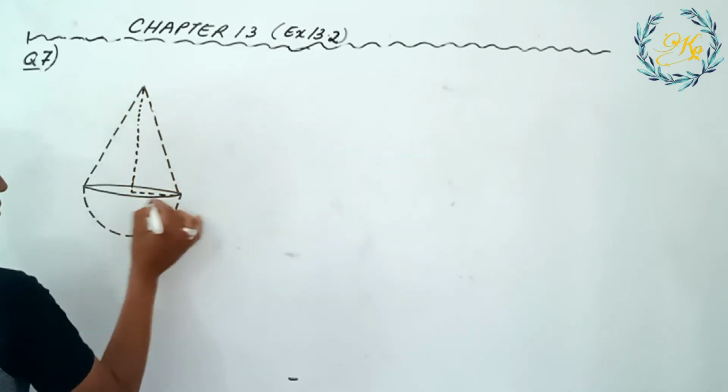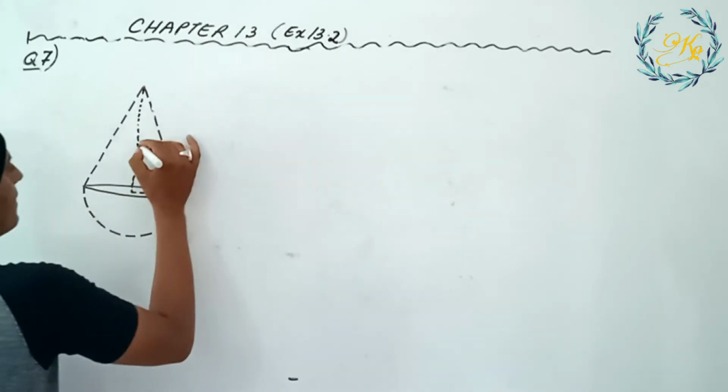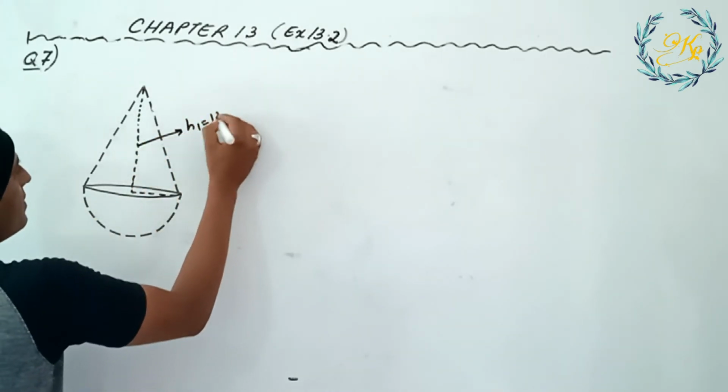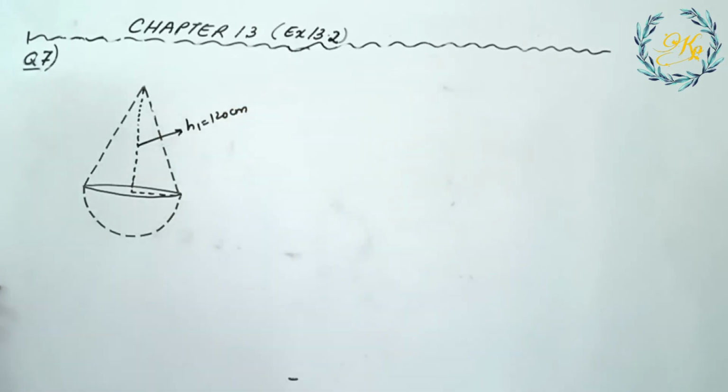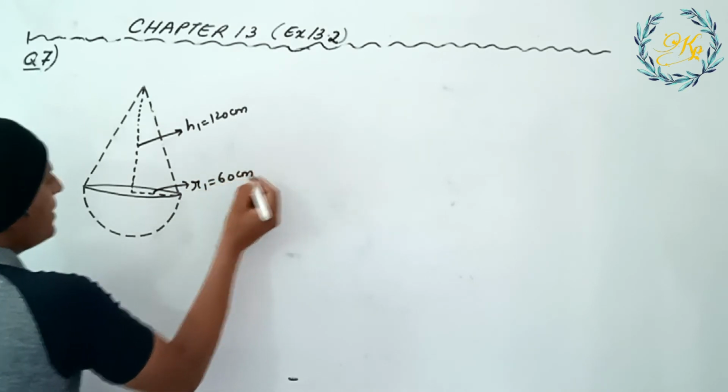The measurements are given to us. This will be the radius. So the radius of the cone and the radius of the hemisphere are going to be the same. If you see here, the height of the cone is given as 120. H1 is equal to 120 centimeter, and also it is given the radius is 60 centimeter. R1 is equal to 60 centimeter.